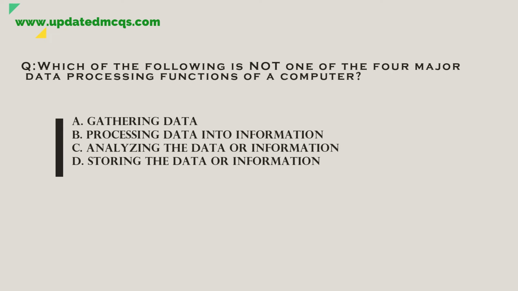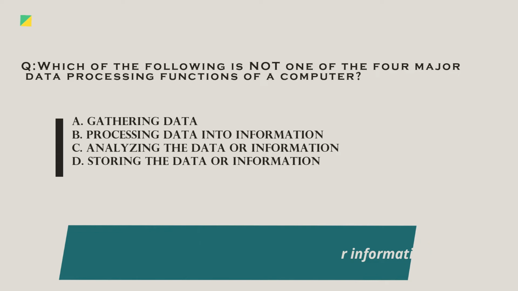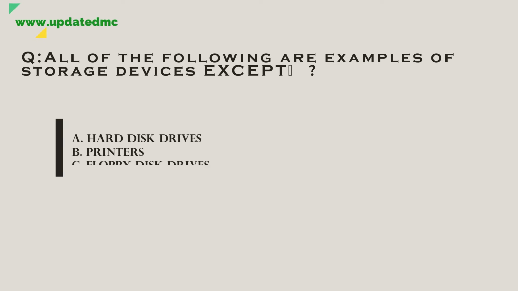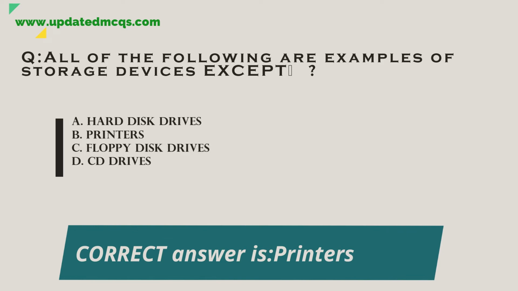Which of the following is not one of the four major data processing functions of a computer? Analyzing the data or information. All of the following are examples of storage devices except printers. Printer is not a storage device.